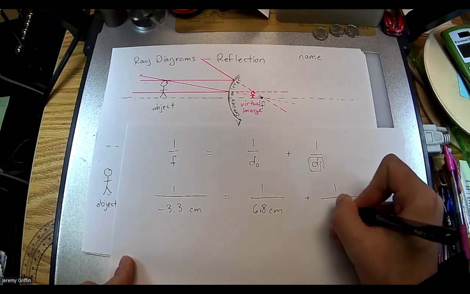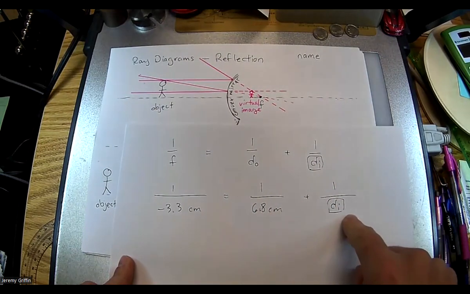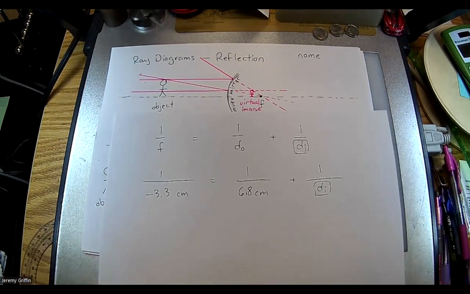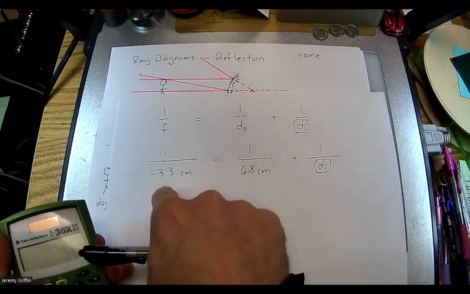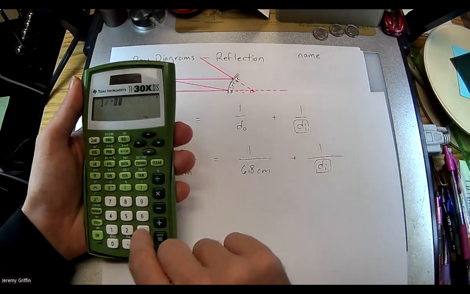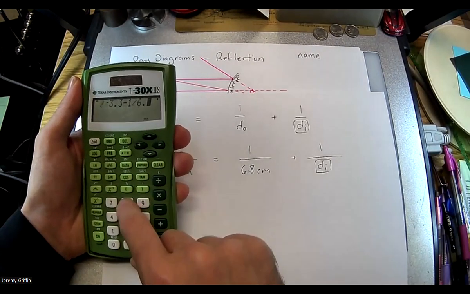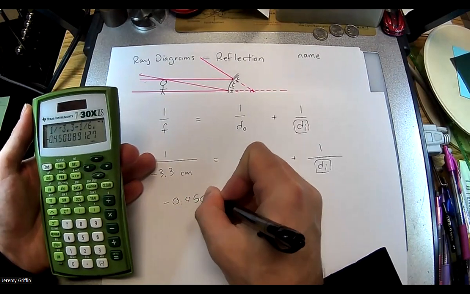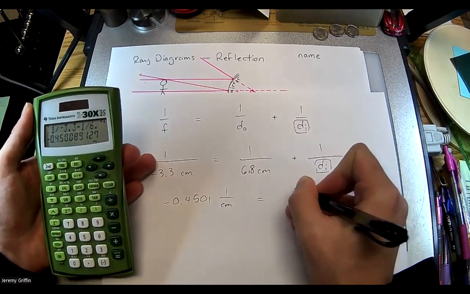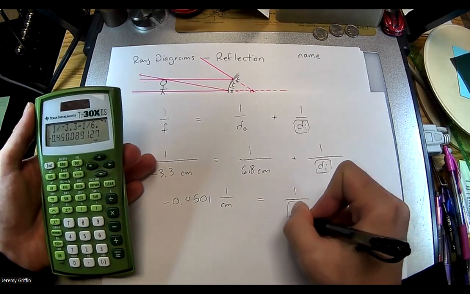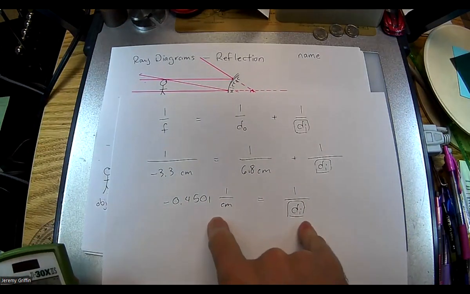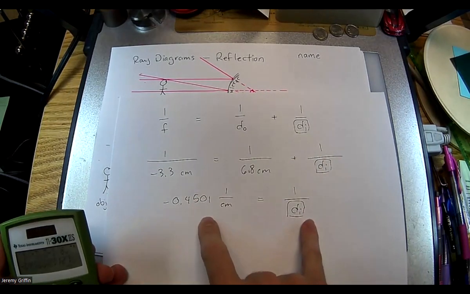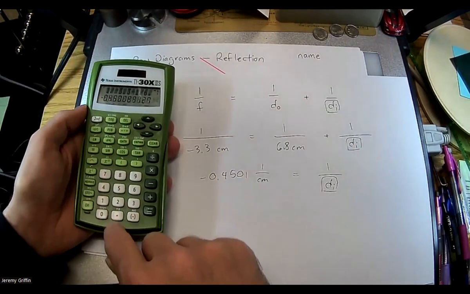Now let's see, where does the math say that the image should land? And then we'll go measure and see how close that is. So calculator, I'm going to take this fraction, subtract it over. So 1 over negative 3.3 minus 1 over 6.8. Go ahead and throw in the middle step here, negative 0.450 something, equals 1 over di. Now, guys, if you get that far, what's the next math step? What do you have to do to both sides? Take their reciprocal. So I could do it two ways.